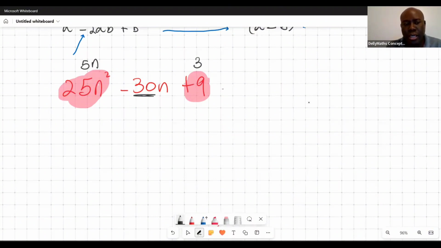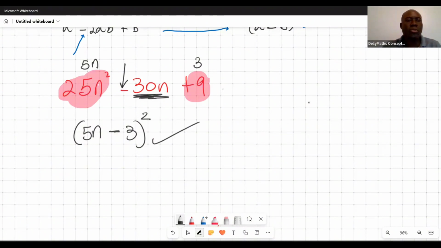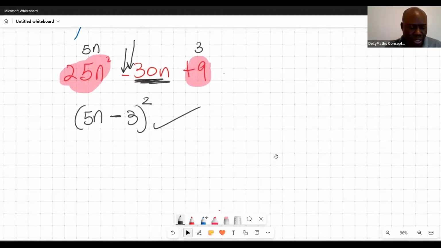How do I write it in factored form, or how do I factorize it? I'm going to put the square root of the first term here and the square root of the last term here. Because this is a minus on my middle term, I'm going to put a minus here, squared. We're done. It's really the square roots that come down, and we must be mindful of the sign that we have as the middle term. All right, let's take a look at another one.